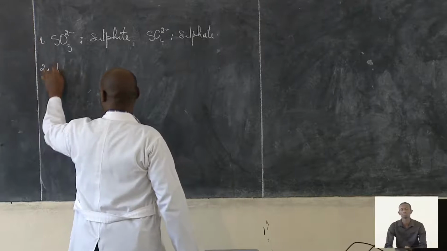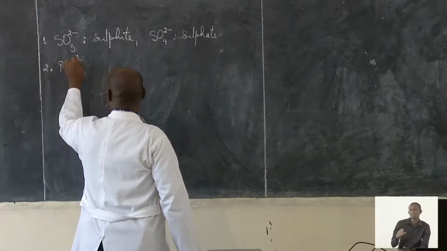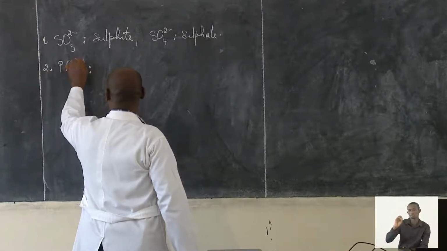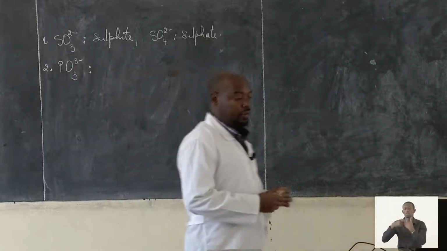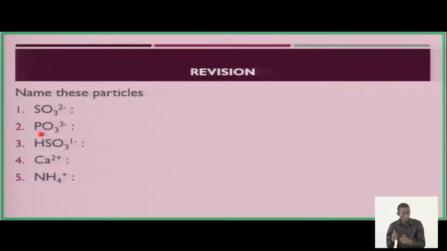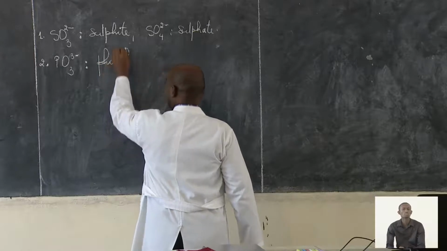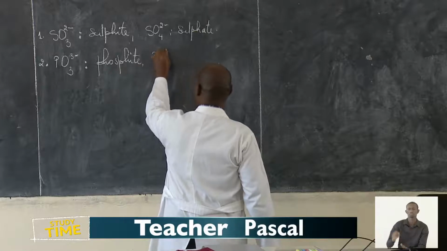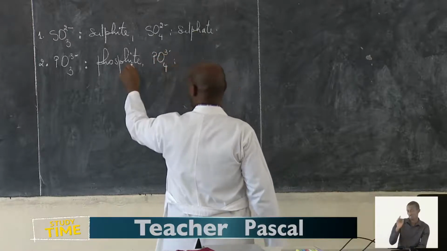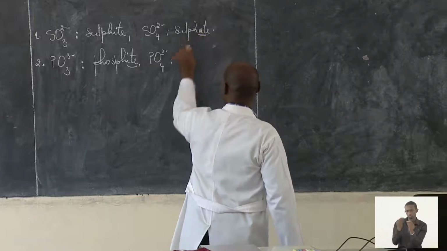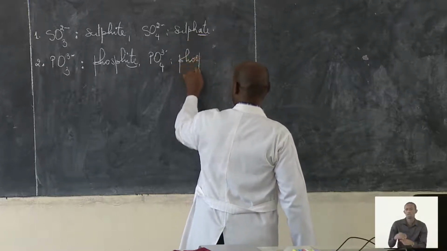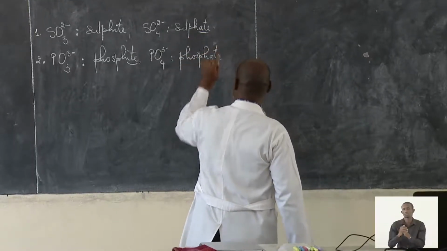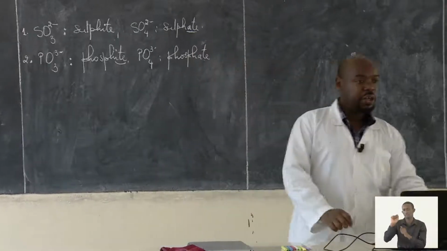And here we have PO3 3 negative. What will be the name for this second one? PO3 3 negative. The name is phosphite. Phosphite, if it is 4, then you replace the "ite" with "ate." So it becomes phosphate. Phosphate.